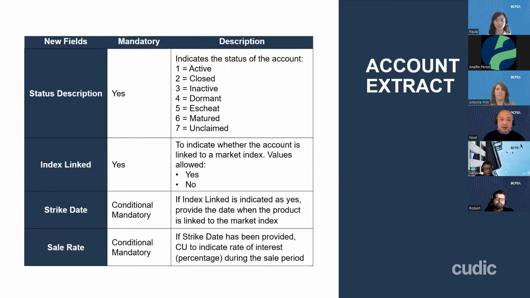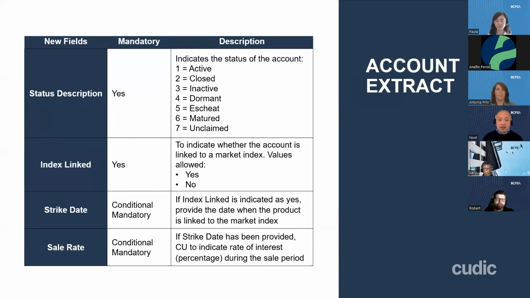In V3, we have also requested more information on index-linked products within the account extract. Index-linked products are complex and require additional data to capture all of the product details required for the calculation of the accrued interest. As such, we've requested the following fields: index-linked, strike date, sale rate, minimum return rate, and max return rate.